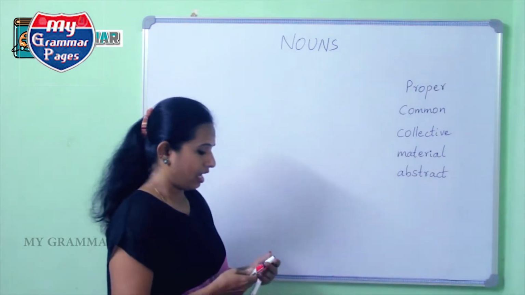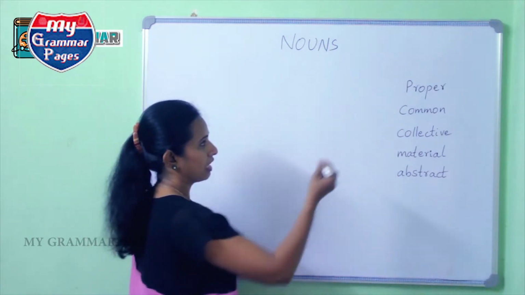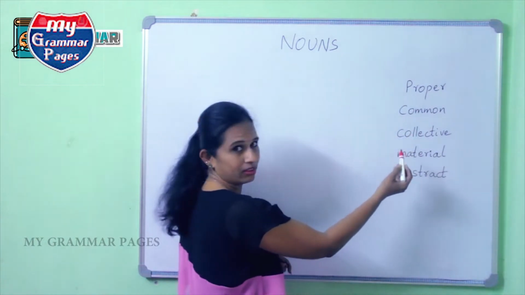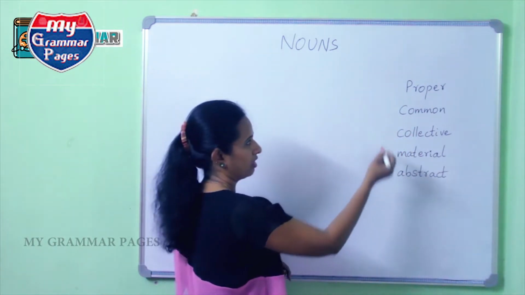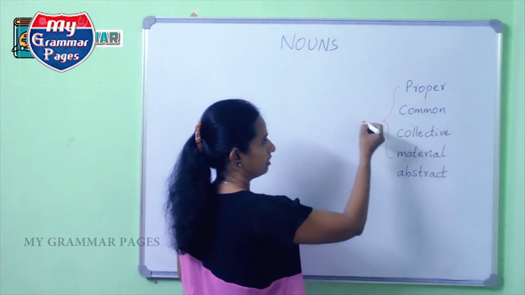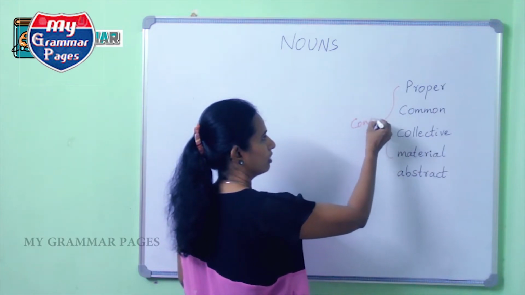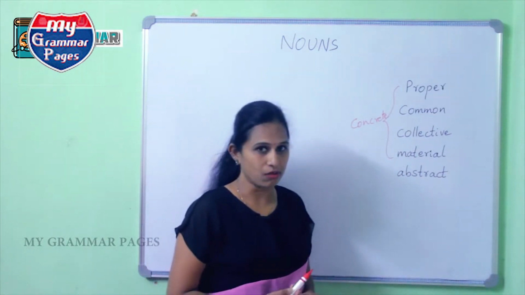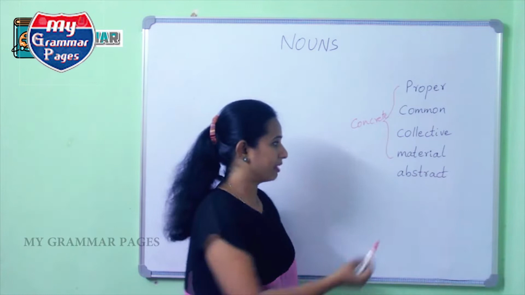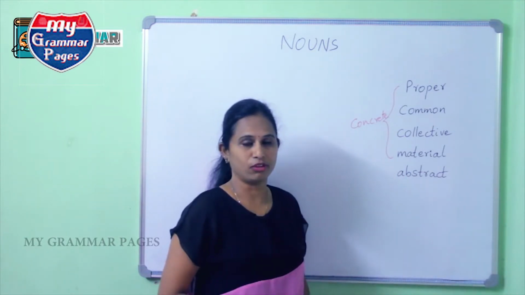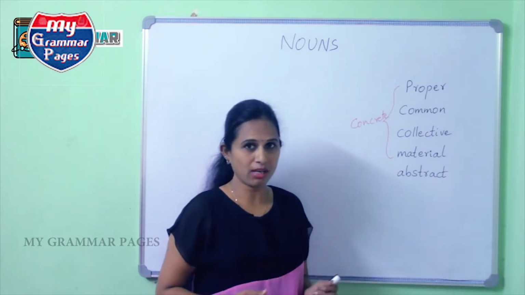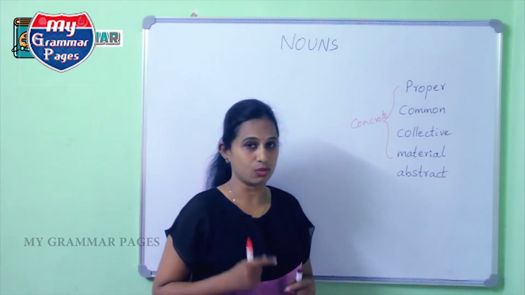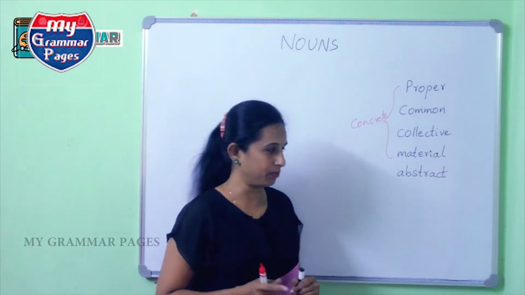As per our earlier discussion, nouns are of five types: proper, common, collective, material and abstract. The first four come under the category of concrete nouns, which have a physical existence and which we can feel with all our five senses. But an abstract noun, as said before, doesn't have any shape or size, and we cannot feel it with our five senses. We cannot hear, see, or touch it.